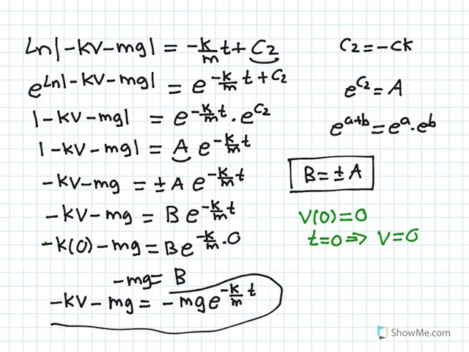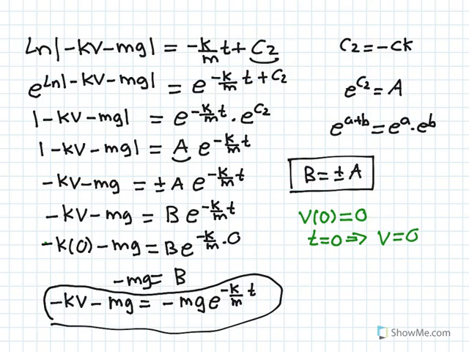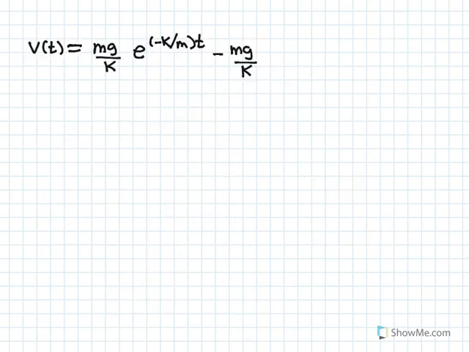Now we need to do some algebra and solve for velocity as a function of time. All right, so if we do that, we get v of t is equal to mg divided by k e to the negative k over m times t minus mg over k. So that's after we do some algebra to this expression here. You would add mg to both sides and divide both sides by minus k. That's pretty easy algebra to do. So we now have the velocity of the object as a function of time.